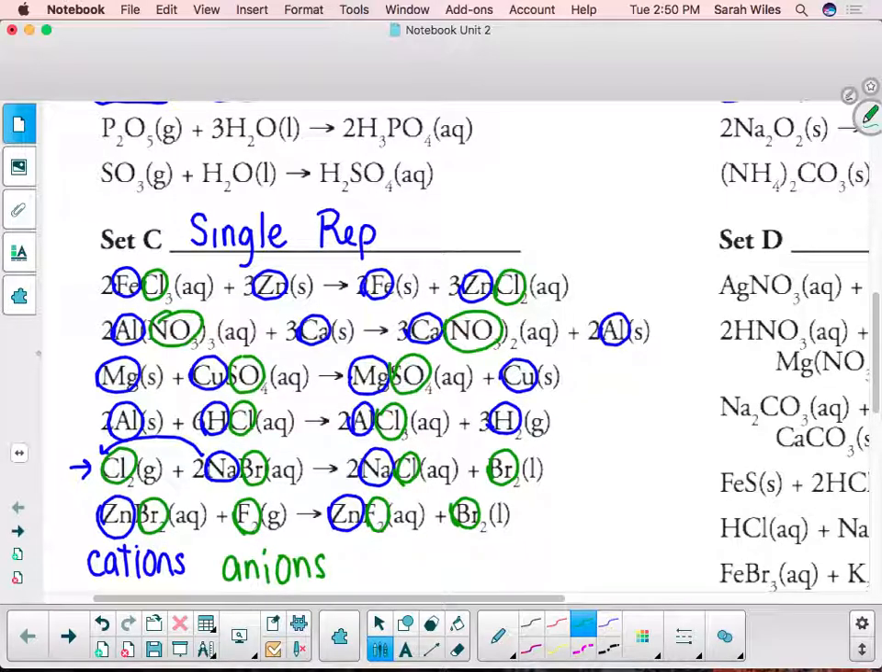Okay, so what's important to notice in the single replacement is that you have two of one type of ion and one of another, and it's going to switch. Okay?